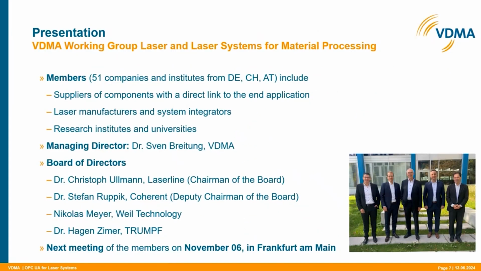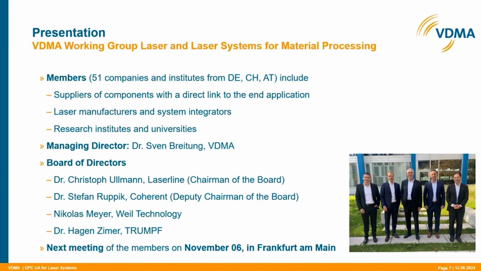The VDMA working group Lasers and Laser Systems for Material Processing has currently 51 members from Germany, Switzerland, and Austria, and the members are suppliers of components, laser manufacturers and system integrators, as well as research institutes and universities. On the picture, you can see the board of directors. The chairman of the board is Dr. Christoph Ullmann from Laserline. His deputy is Dr. Stefan Ruppig from Coherent. And also in the board is Nikolaus Meyer from Weil Technology and Dr. Hagen Ziemer from Trumpf.